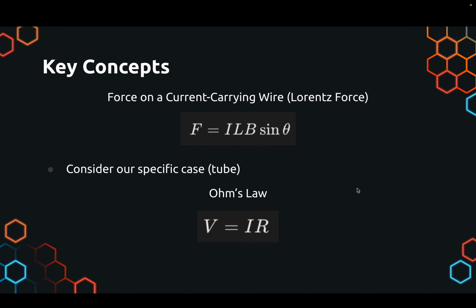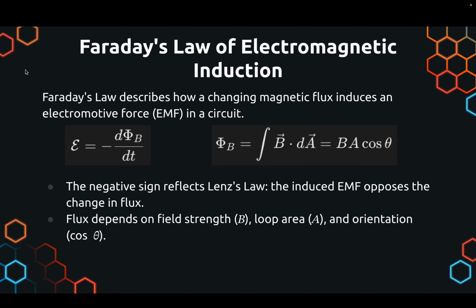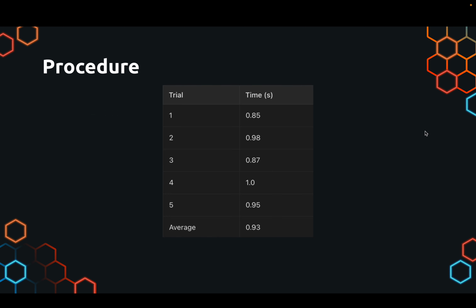And next is Faraday's law of electromagnetic induction. It describes how a changing magnetic flux induces an EMF in a circuit, which we can see in this formula right here. And the negative sign reflects Lenz's law, which states that the induced EMF opposes the change in flux. And this is our formula for flux, BA cosine theta. Flux depends on the field strength, loop area, and orientation, as we can see here.